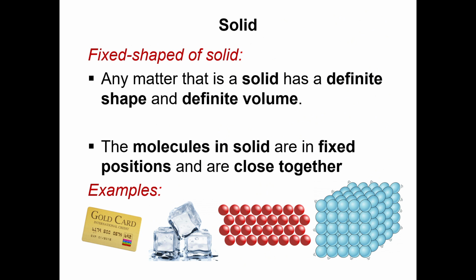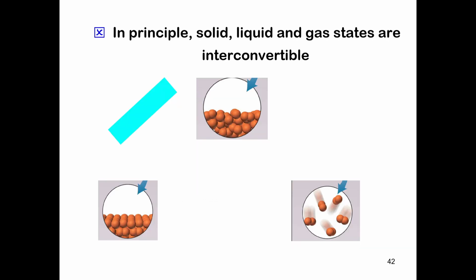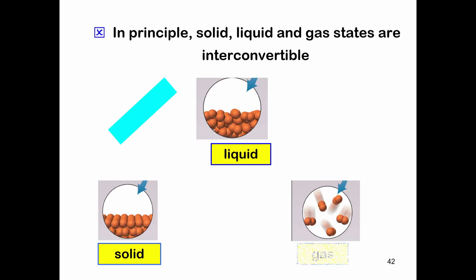Then, the fixed shape of solid. Solid has definite shape and definite volume, referring to what it is formed from. So if it is formed from a card, the shape is like that. If it is ice, the shape is a cube. The molecules in solid are in fixed positions because the arrangement of the molecules is closely packed, close together. So this is the interchange between these three phases.